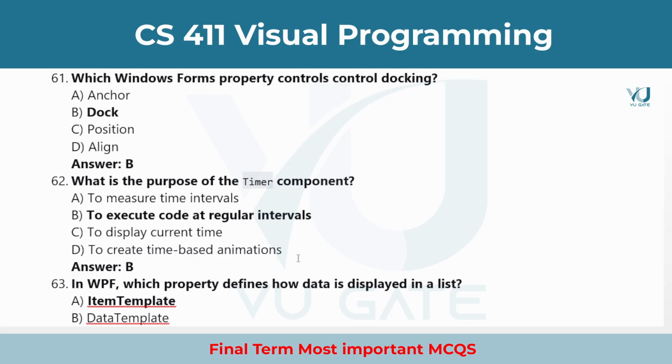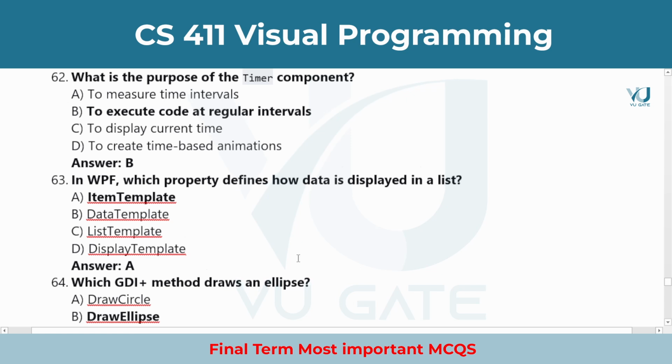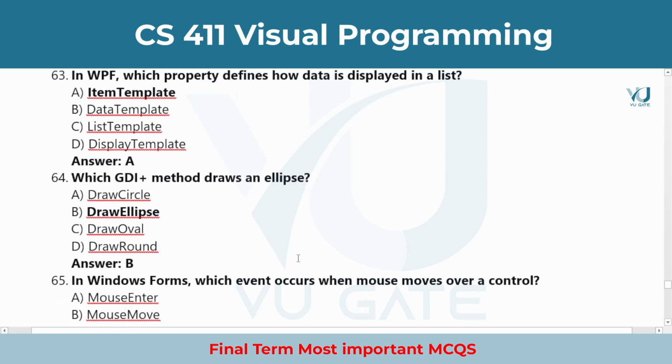Question 62. What is the purpose of the Timer component? The correct answer is option B, to execute code at regular intervals. Question 63. In WPF, which property defines how data is displayed in a list? The correct answer is option A, ItemTemplate.